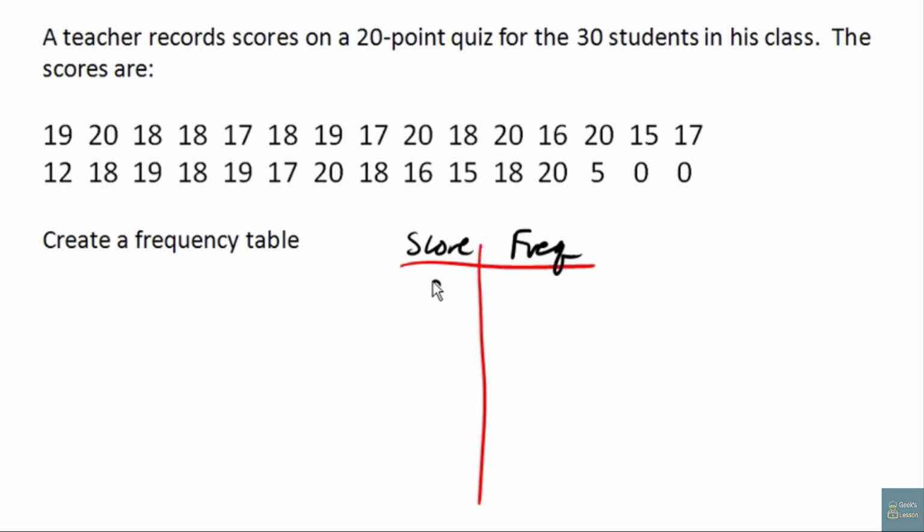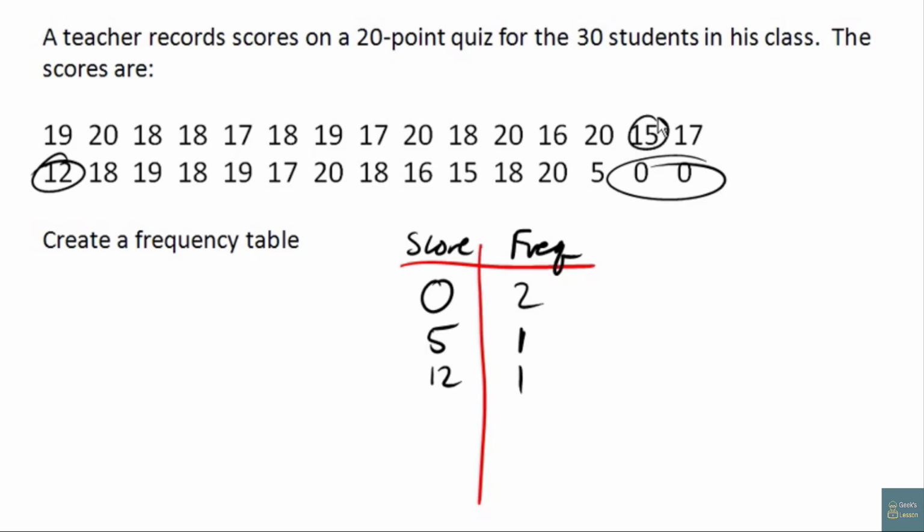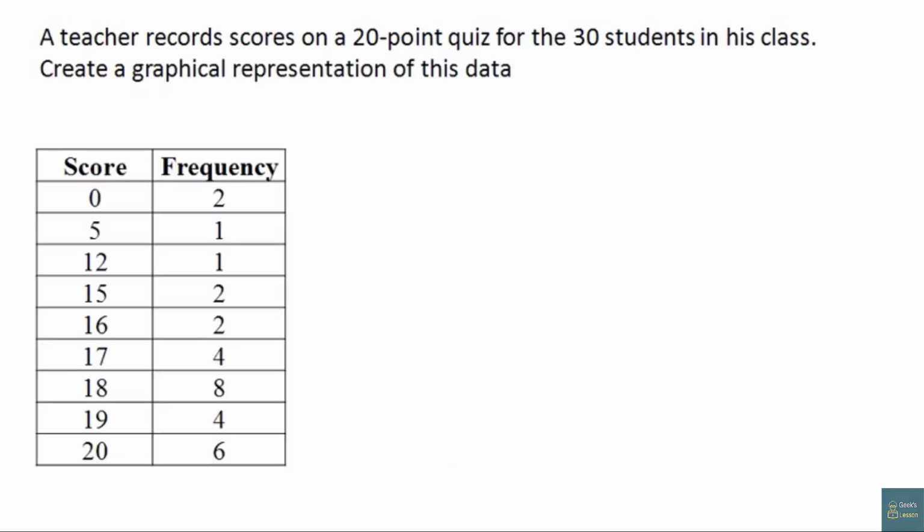So for example, a score of 0. Looks like we've got 2 of those. How about a score of 5? Looks like we only have 1 of those. Kind of want to do this from smallest to biggest, so what's my next smallest number? Oh, looks like I got a 12 here, and I've got 1 of those. And then, let's see, next smallest, I've got a 15 here and another one there, so it looks like I've got 2 15s. And I would go down the line doing the same thing for each of the possible scores, and the resulting table would end up looking something like this.